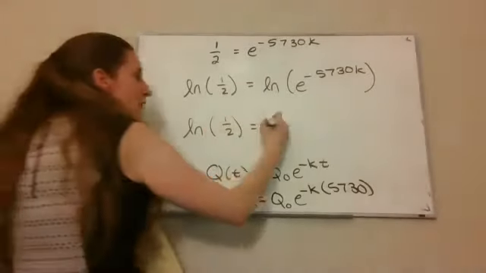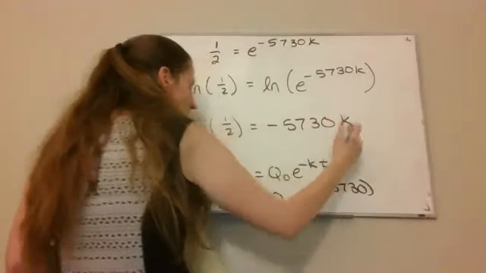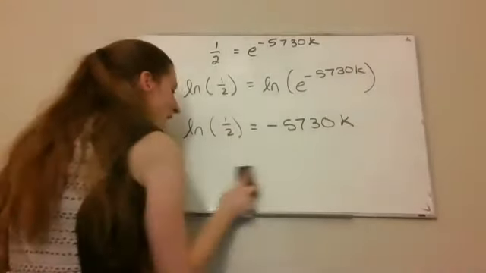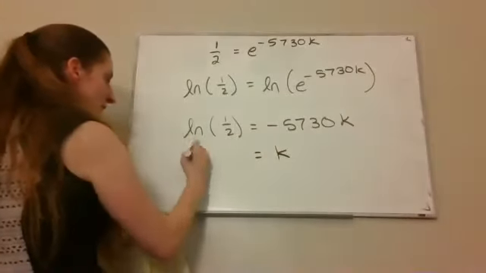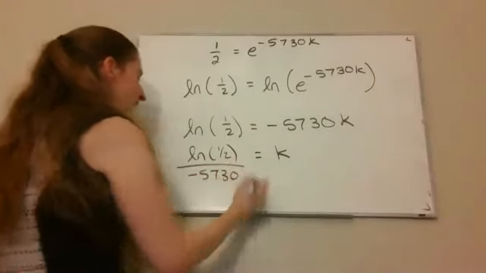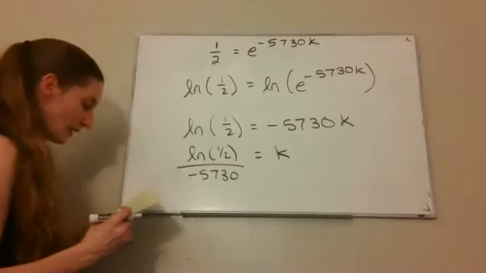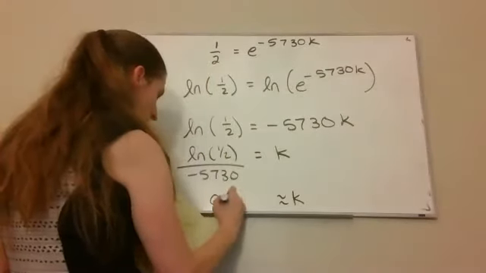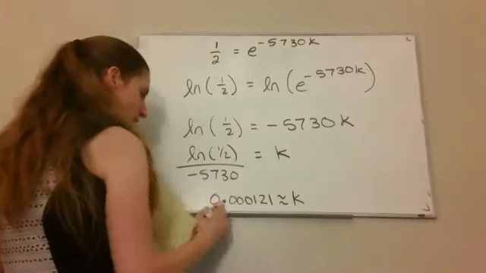On that right side, we know that simplifies to negative 5,730k. So that means I can get k by dividing both sides by negative 5,730. That's the exact value of k, but if I round it to, I'm going to use 6 decimal places this time, just to be extra safe, I get 0.000121 for my k.